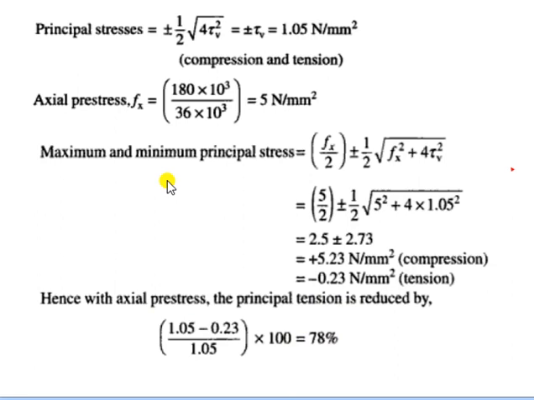That is, it is beneficial to provide axial pre-stressing in a beam. So if we provide axial pre-stressing in a beam, then the principal tension will be reduced by 78%. Hence, the beam will be more stable than the previous condition, or the beam will be more stable compared to the member without pre-stressing.